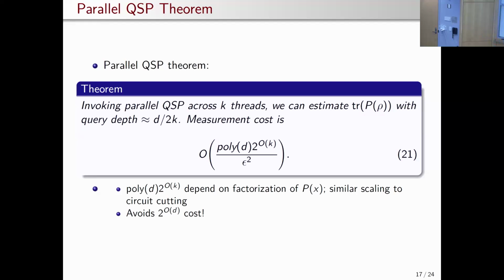But crucially, in order to measure this observable, typically we need 1 over epsilon squared measurements. But here we increase the number of measurements by a factor that's polynomial in the degree d, but exponential in the number of systems that are parallelized. This precise polynomial, as well as the constant factor in the O of k, depends on the polynomial. So there is a cost associated with doing these splittings of your polynomial.